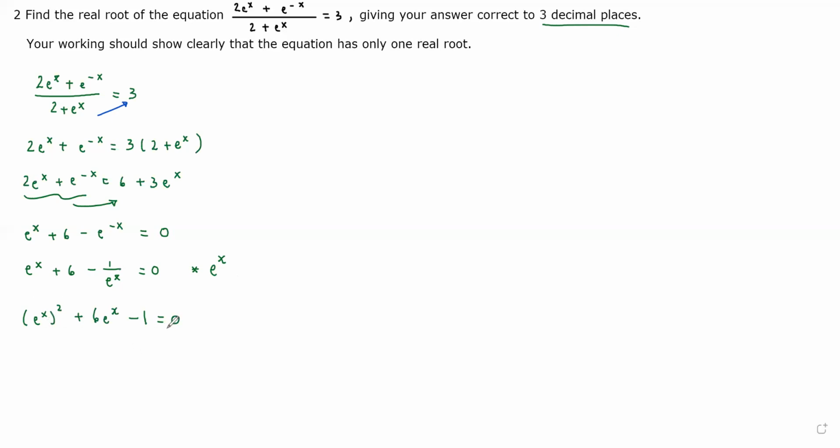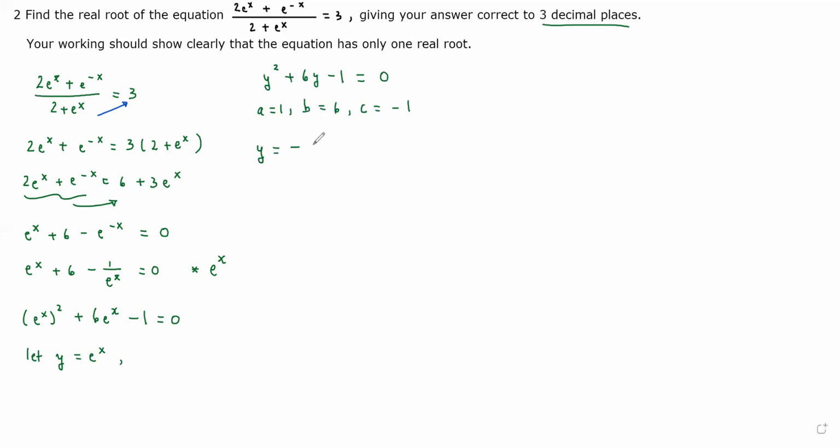We can write this equation in a simpler form if we let y equals e^x. Then we have an equation in the form of y squared + 6y - 1 = 0, which is quadratic. The left side cannot be simplified. In order to solve for y, we use the quadratic formula. a is 1, b is 6, and c is negative 1.